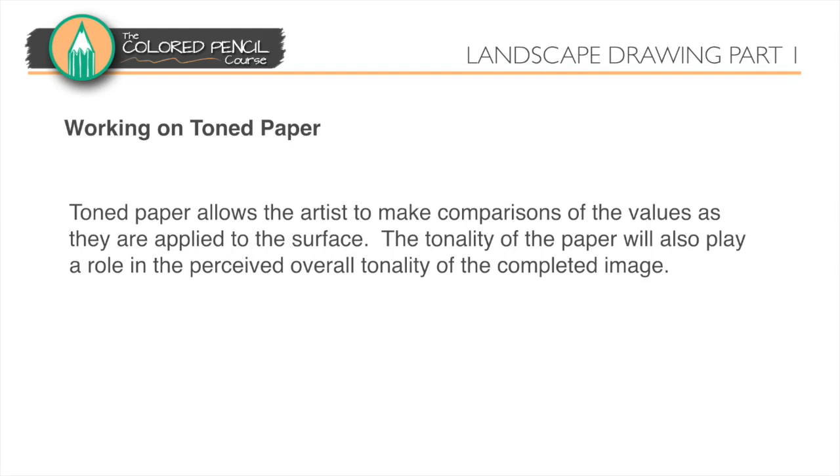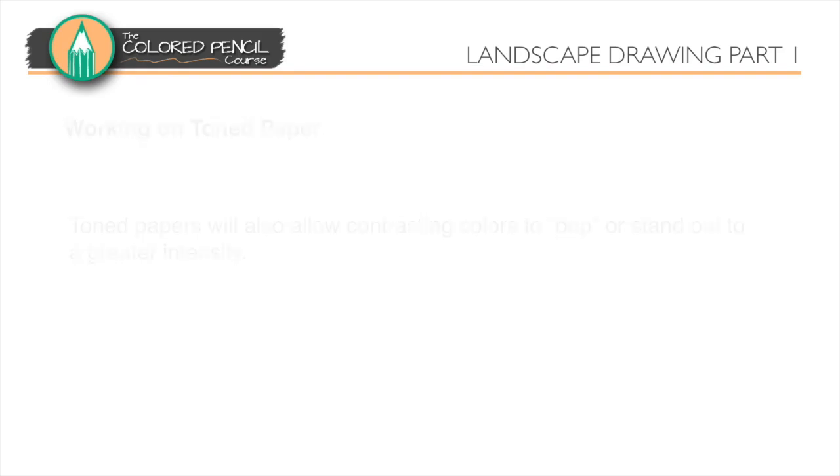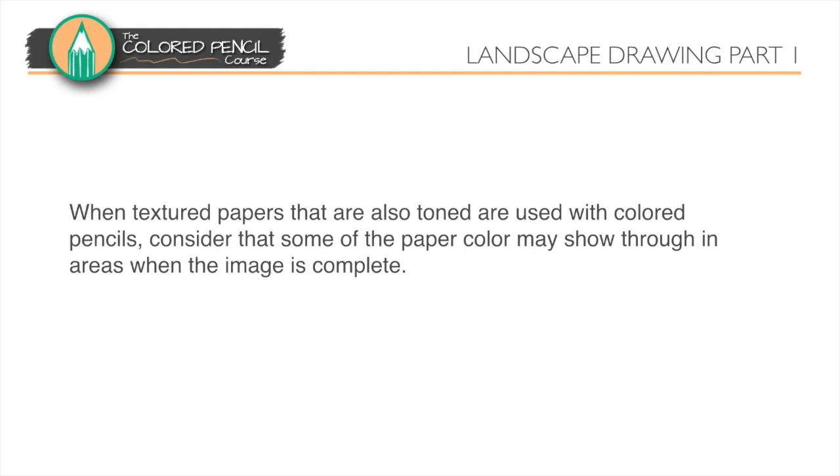Toned paper allows the artist to make comparisons of the values as they are applied to the surface. The tonality of the paper will also play a role in the perceived overall tonality of the completed image. Toned papers will also allow contrasting colors to pop or stand out to a greater intensity. When textured papers that are also toned are used with colored pencils, consider that some of the paper color may show through in areas when the image is complete.